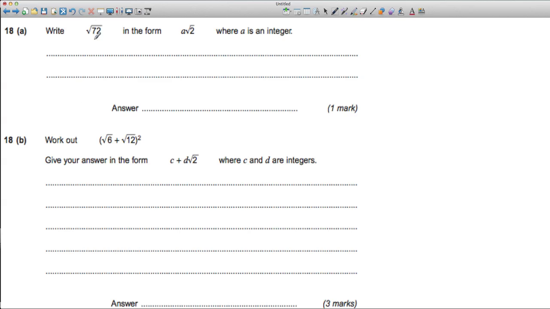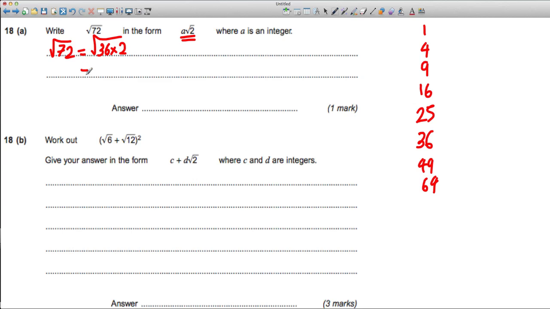Okay, next question. Write root 72 in the form a root 2. Now, we're given a hint here because we've got root 2 here. Firstly, write down your square numbers 1, 4, 9, 16, 25, 36, 49, 64, etc. What's the biggest square that goes into 72? Well, 36. You could write root 72 as root 36 times 2, which would be root 36 times root 2, which is simply 6 root 2. And a is therefore 6, so 6 root 2.